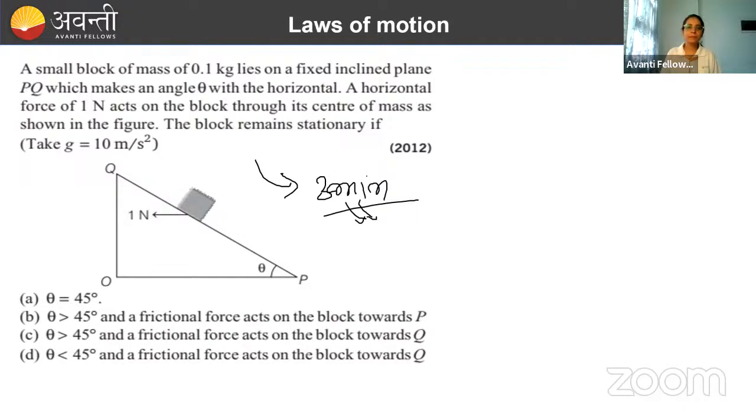Just write the FBD of this block. Okay. For rest condition, you will be calculating net force equal to 0. Done. Net force along which direction? How to take the direction actually?